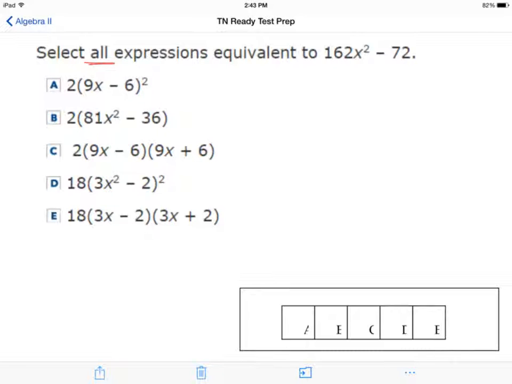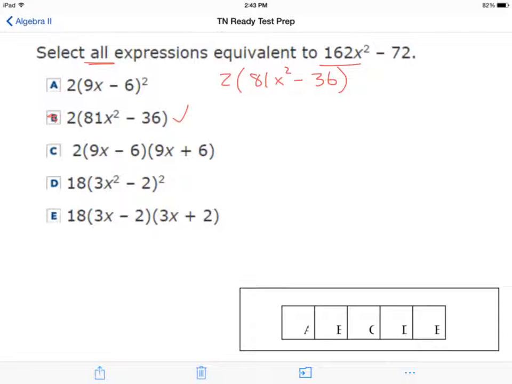If I factor out a 2 from 162, I get 81. So that would leave me 81x squared, and then minus, and 72 divided by 2 is 36. So I know that's one of my factors, so I'm going to select B.